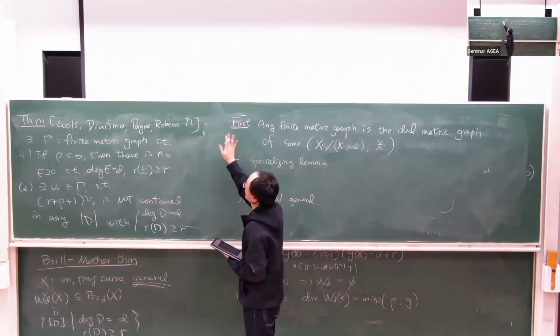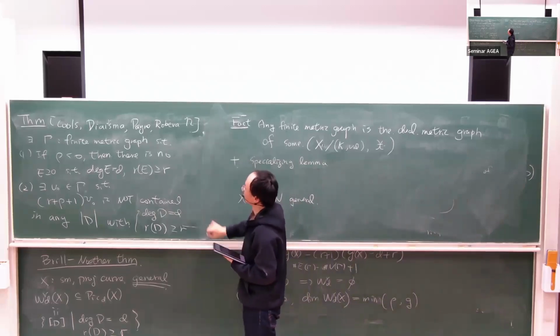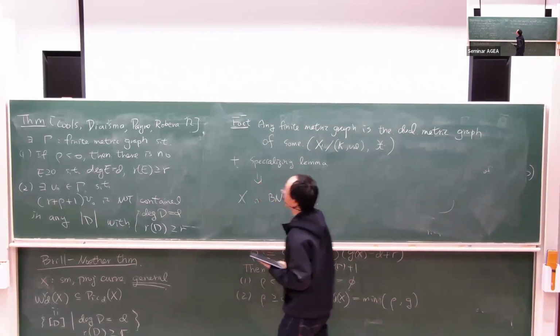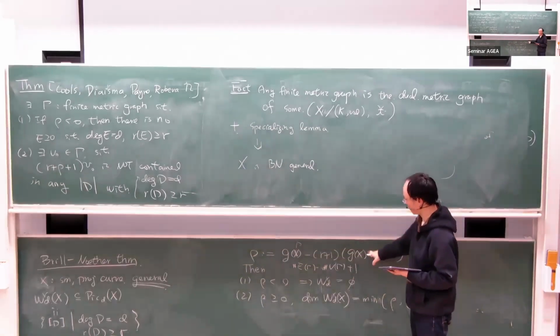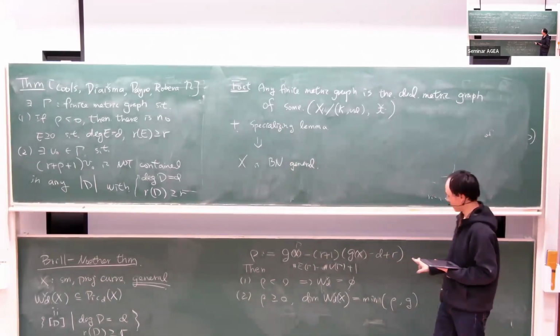So in the theorem, what is rho? You mean which? The theorem. You mean that one? Yeah. The Brill-Noether number. But there's only a graph. There's no curve.